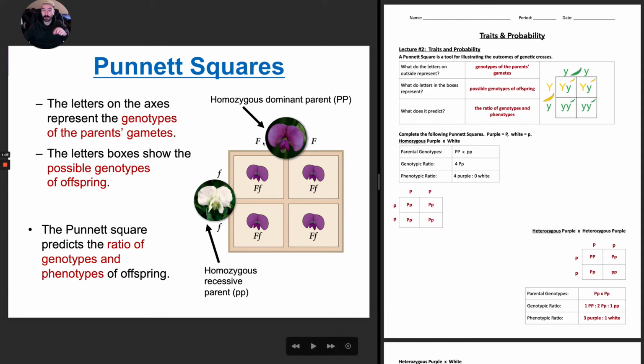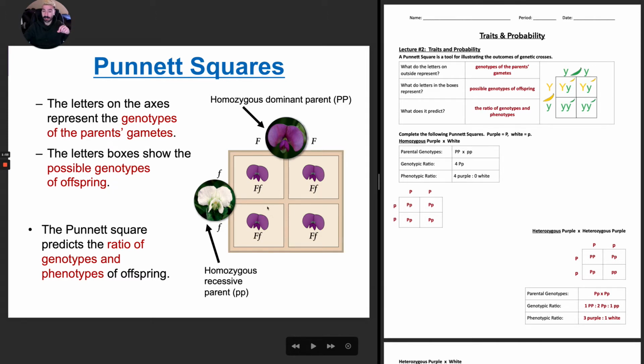And so this cross is a big F, or big P, homozygous dominant parent, meaning they're a purple flower, crossed with a little f, little p, a homozygous recessive parent, so a white flower. So this is what Mendel did. This is his P generation. Purebred purple crossed with purebred white. Now the boxes on the inside show the possible genotypes of the offspring.